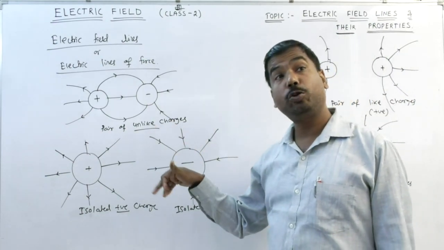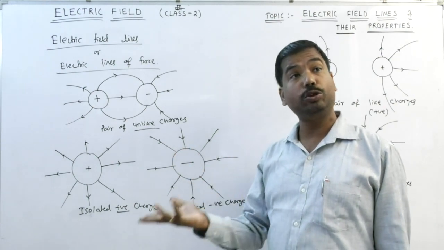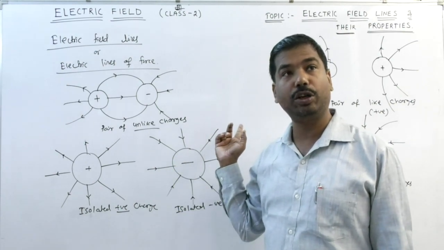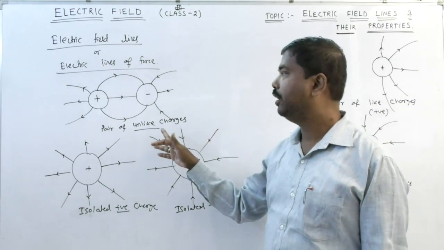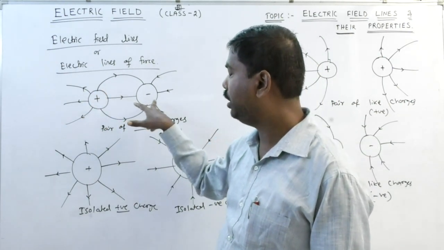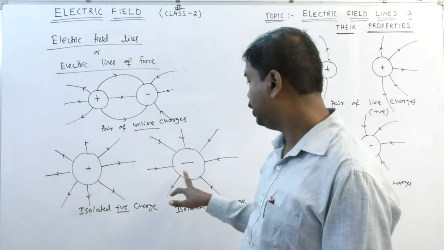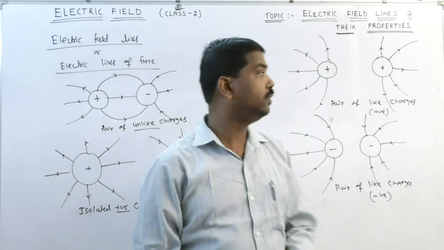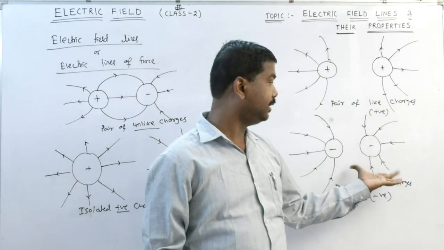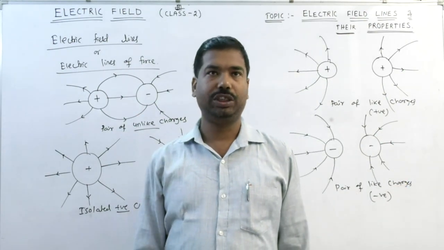The tangent drawn to the electric lines of force gives the direction of the electric field at that point. Two electric lines of force never intersect each other. Electric lines of force per unit area are directly proportional to field strength, and they are perpendicular to the surface of the conductor, moving away from the positive charge and toward the negative charge. This is for an isolated positive charge, this is for an isolated negative charge, and this is for two like charges positive, two like charges negative, and this is for two unlike charges positive and negative.